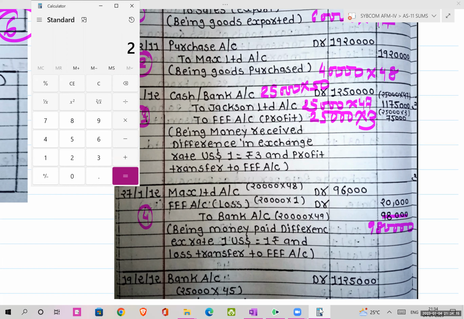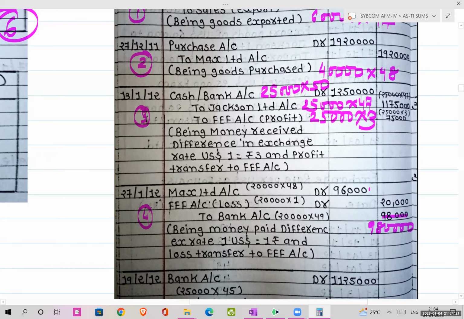And how much you are receiving? 20,000 into 48 rupees is the exchange rate that day. So 9,60,000. Okay. Narration will not change. Being money received, exchange rate difference, $1, 1 rupee, and loss transferred to FEF. Okay.